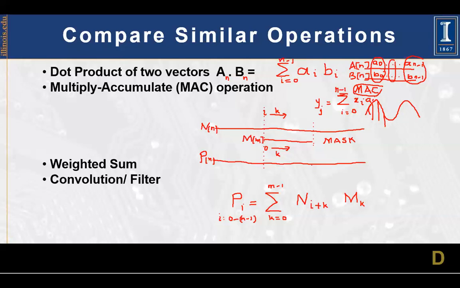Here also, this filter A has A0, A1, Ai, up to An minus 1, and B0, B1, B2, etc. You multiply respective elements and you add them. So you express the dot product of two vectors as the sum of ai times bi, taking their product and accumulating these products from i equals 0 to n minus 1. So the dot product of two vectors and a MAC operation in DSP are very similar things, and we are already familiar with it.